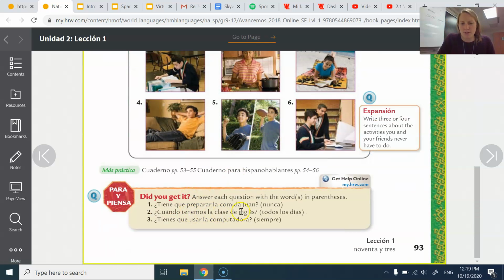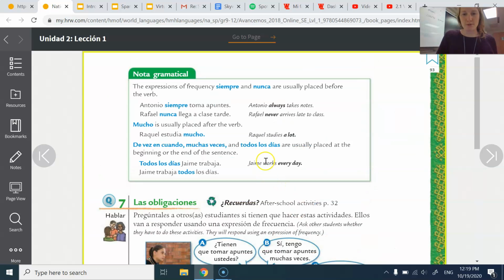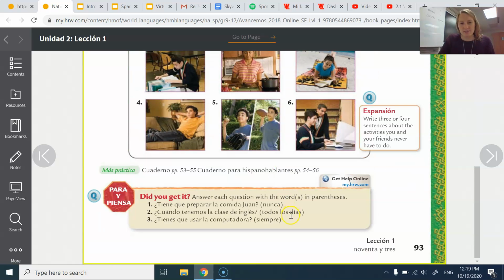What about número 2? ¿Cuándo tenemos la clase de inglés? Cuándo means when, right? Go back up here. Todos los días usually plays at beginning or end of sentence. So you could say, todos los días tenemos la clase de inglés. You could also say, tenemos la clase de inglés todos los días. Finally, ¿tienes que usar la computadora? I already asked you that, right? You could say, sí, siempre tengo que usar la computadora.